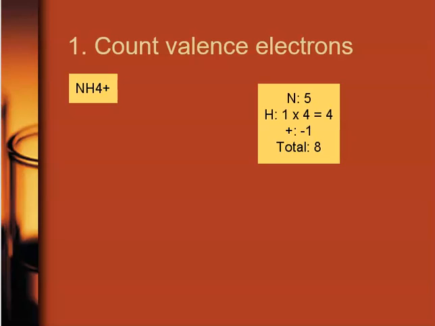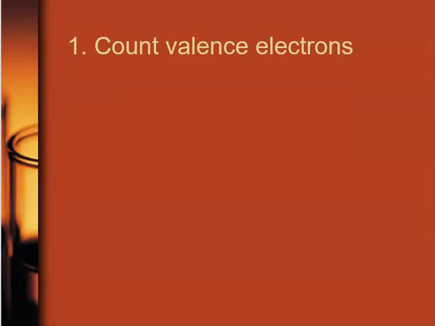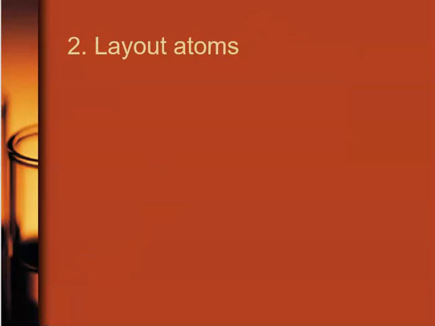So keeping that in mind, we're going to do the same trick that we always do. We start off by laying out our atoms, with the nitrogen in the middle, because hydrogen can only have a maximum of 2 electrons, so it can't be in the middle. So we've got hydrogens, nitrogen, hydrogen, and then we've got 2 more hydrogens.